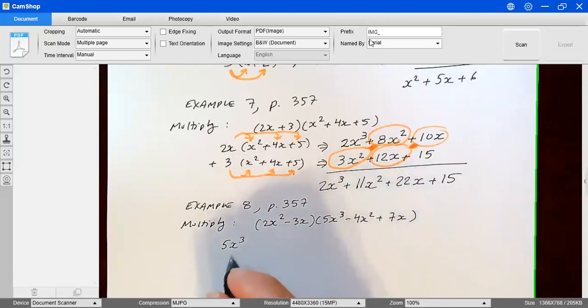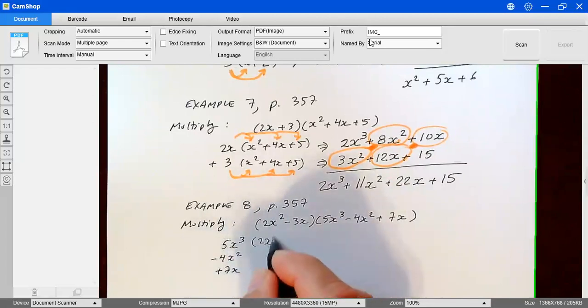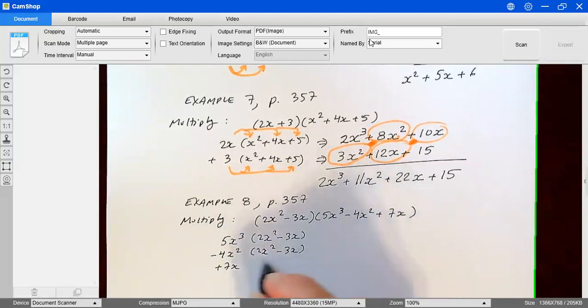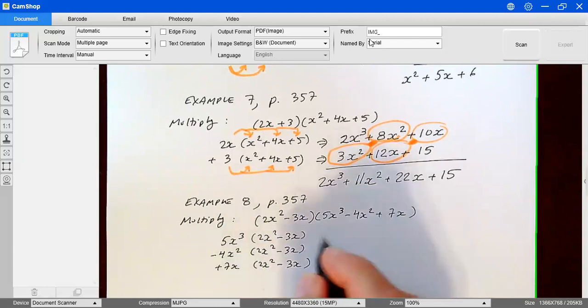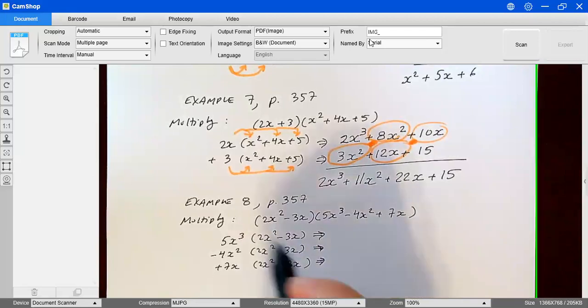So 5x cubed minus 4x squared plus 7x now multiplies the first polynomial. So I'm going to write that polynomial 3 times, 2x squared minus 3x, and then I'm going to apply the distributive property for every case in every row. So let's start.